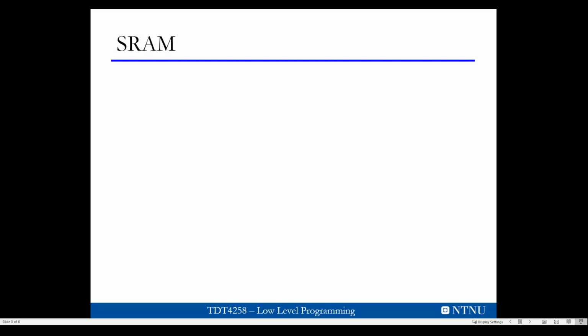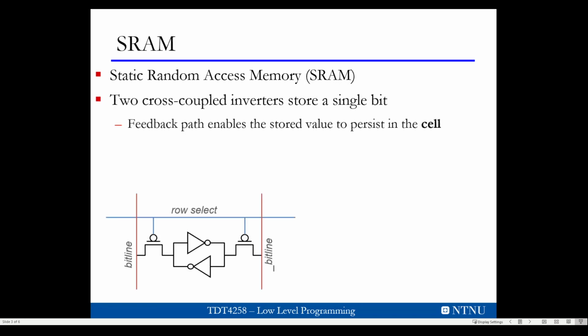Okay, let's see how these memory technologies really store a bit. So let's start with SRAM, which is static random access memory. To store a single bit, SRAM uses two cross-coupled inverters. Here you see the schematic. So this is one inverter, this is the second inverter. The output of this inverter is connected to the input of the second inverter, and the output of the second inverter is connected to the input of the first inverter. So this cross coupling holds the bit.